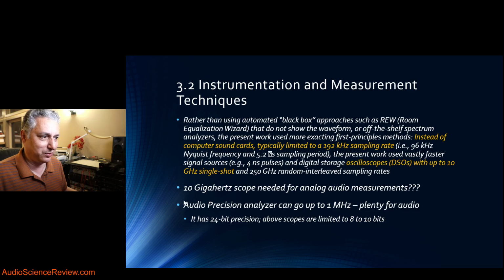By the way, my measurements are done, as most of you know, with an Audio Precision analyzer. It can go up to a megahertz of bandwidth, which is plenty for audio, 25 times more than the audio bandwidth. And importantly, it outperforms all this fancy-sounding equipment he's throwing at you, because it has 24-bit analog-to-digital converters, whereas these digital scopes have 8 or 10-bit ADCs. They also digitize the signal before analyzing it. But because they have to run at such high speed, you can't keep the accuracy and bit depth high. So the dynamic range of these scopes is quite poor.